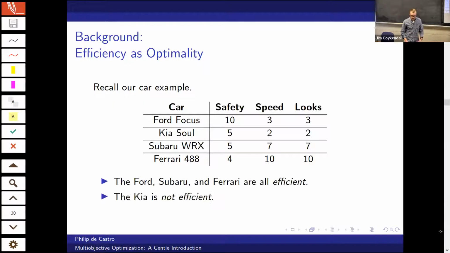So efficiency in this example: comparing all of these points, we can see that the Ford, the Subaru, and the Ferrari are all efficient, because I can't find another car in this list in my decision space that does better than them. However, the Kia is not efficient because I can do better. In particular, we saw that it can do better with the Ford Focus. Comparing the vectors across the rows, you can see that.